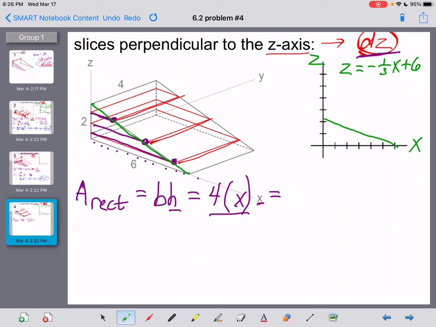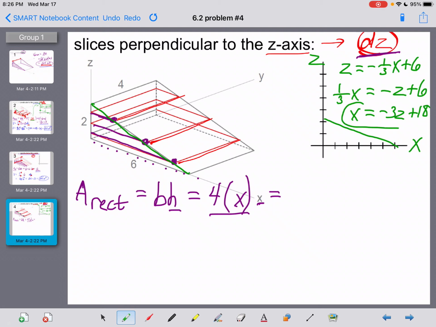That equation is solved for z in terms of x. But since we're going to be integrating with respect to z here, we need to solve it now for x in terms of z. So how are we going to do that, guys? I think I'll bring the 1/3 x to the other side where it'll become positive, and then I'll do a negative z plus 6 here on the right, and then I'll multiply everything by 3. X is going to equal a negative 3z plus 18.